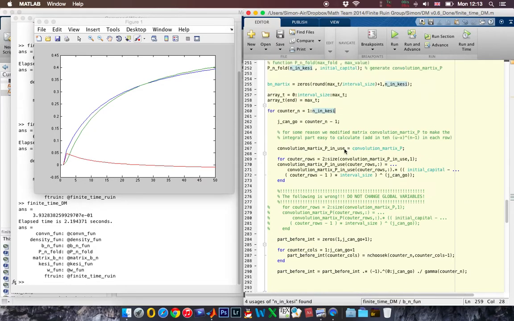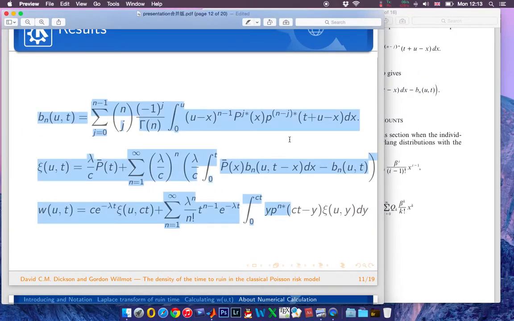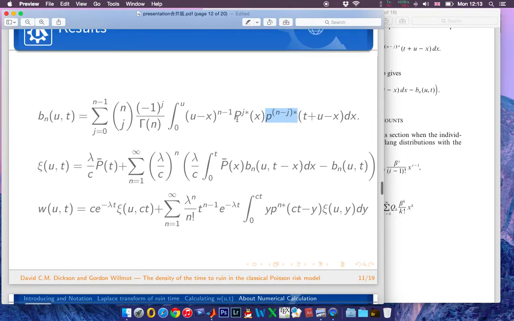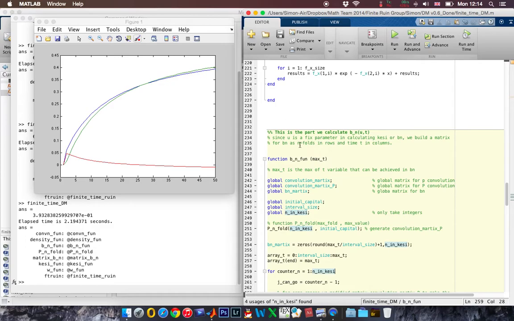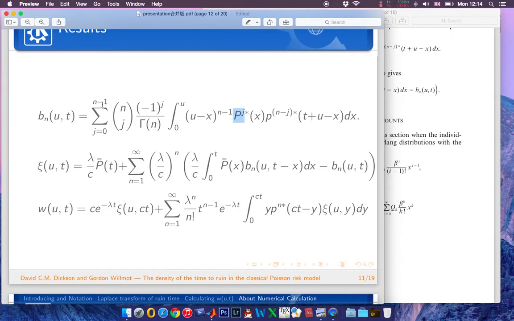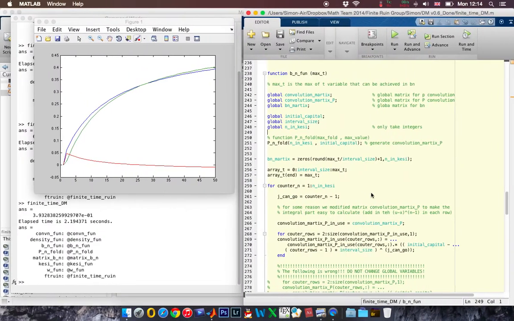Let's take a further step. How do we calculate the Bn function? If you look at these equations, you will see the Bn function asks you to calculate little p n minus j fold convolution and the capital P. As I just mentioned before, instead of doing all of the calculation in each step, we are generating all of the parameters, all of the values that we need in our calculation before we really carry out the calculations of these three equations.